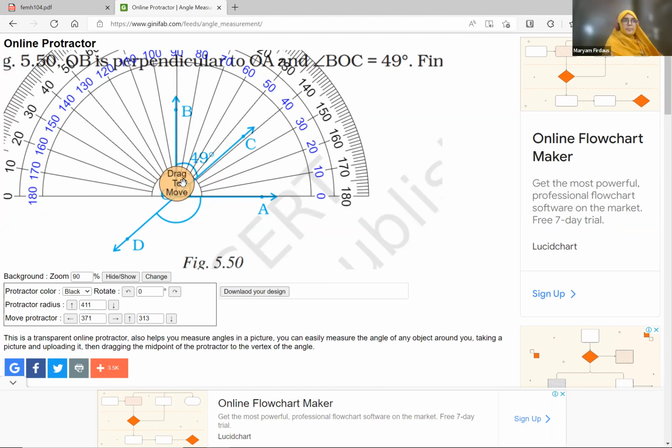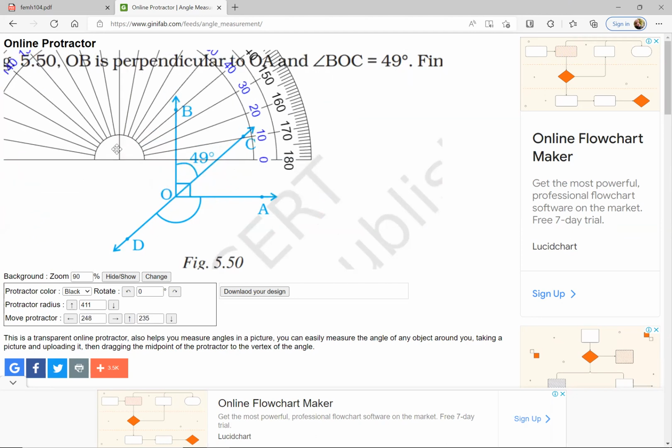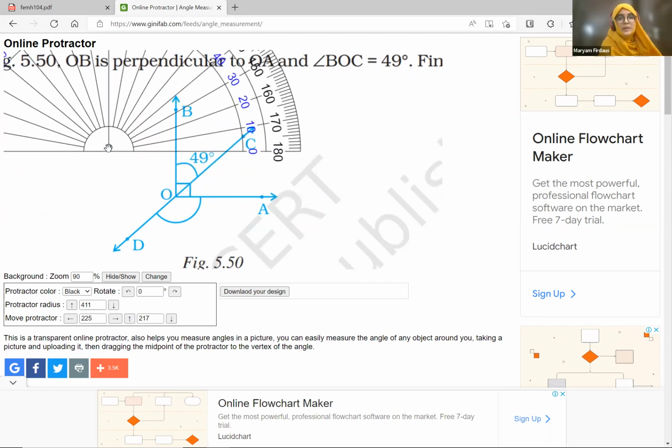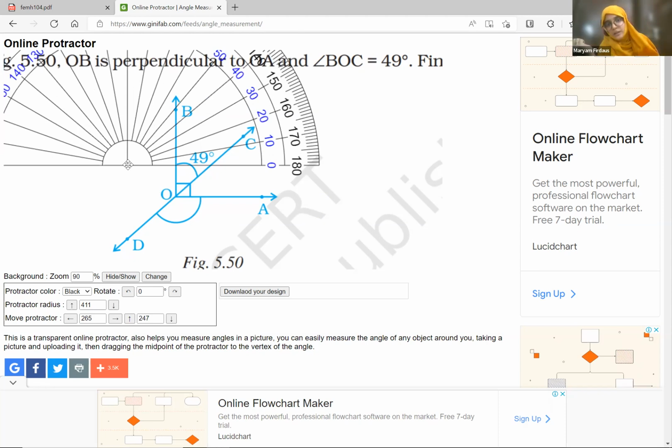Not anywhere. See, when you're measuring an angle using a protractor, this vertex of the protractor, can you see? It's making a right angle over here. This one, the vertex, which is right at the center of the protractor. Can you see it? So this thing you are supposed to keep at the vertex of the angle.